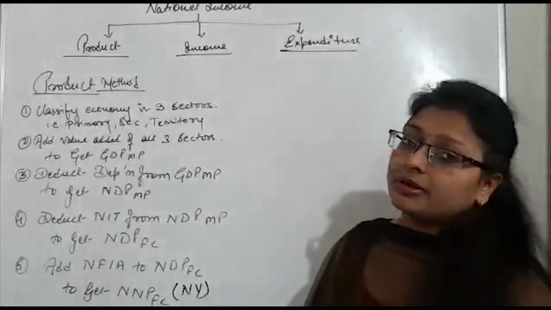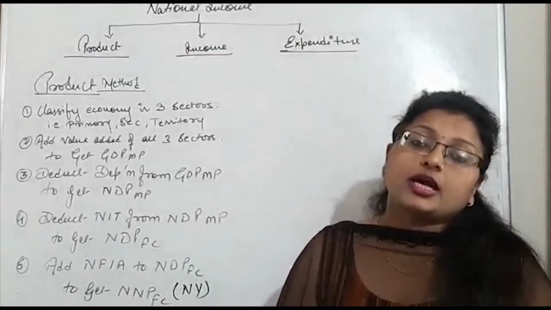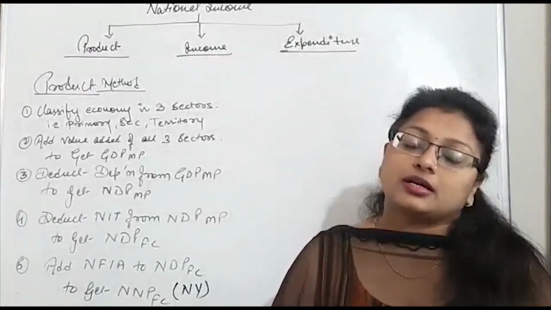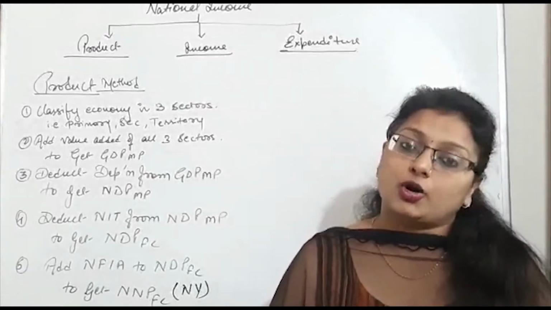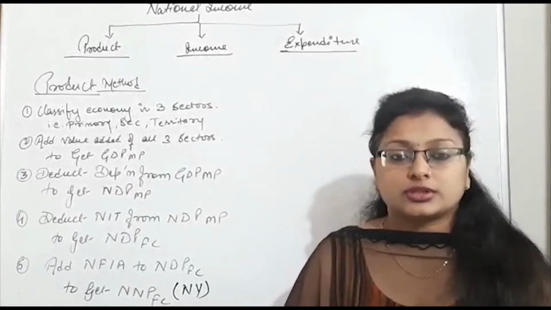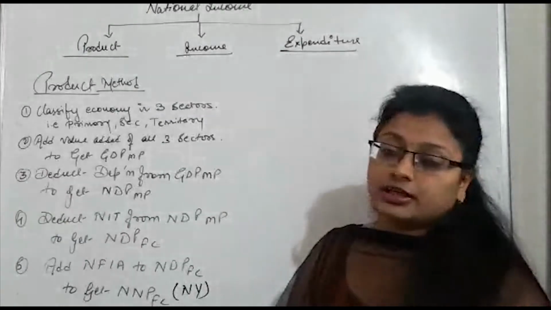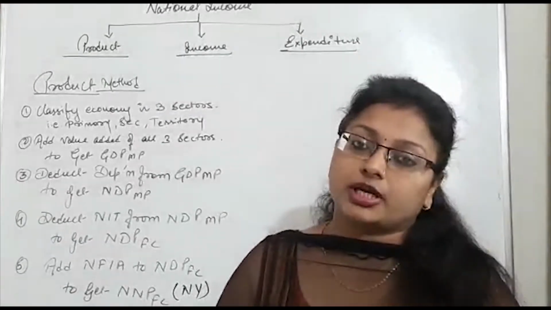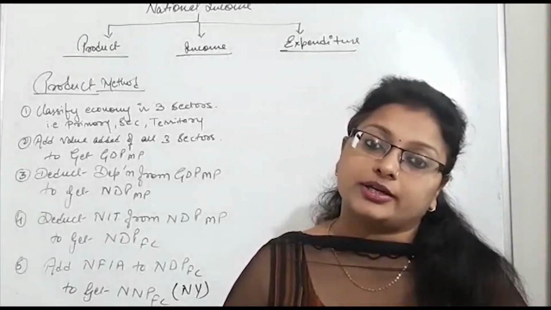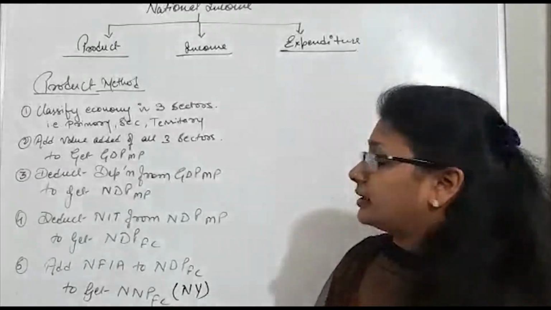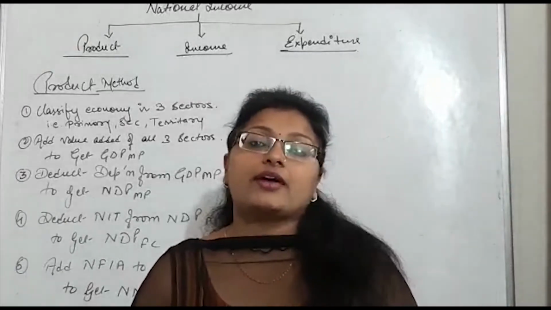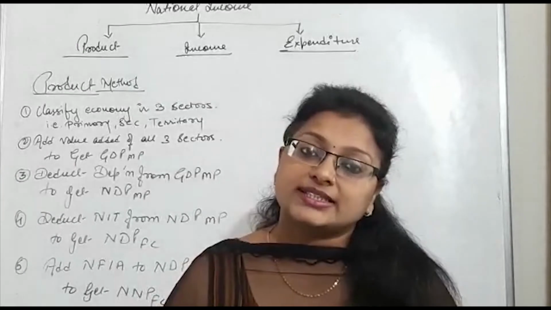Product method is a method to measure national income. It is also known as value added method and output method. There are three names for the first method of measuring national income: product method, output method and value added method. Now in product method, first of all we have to classify the economy into three sectors.